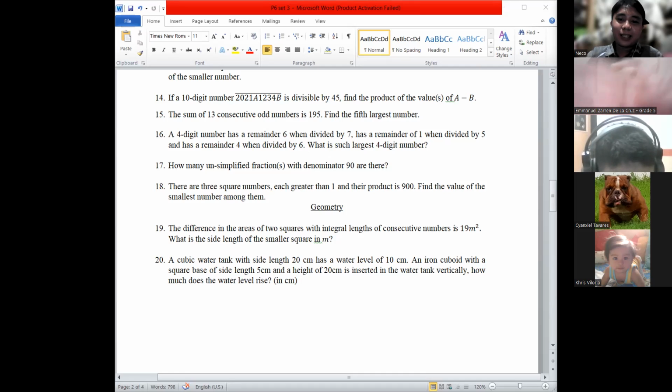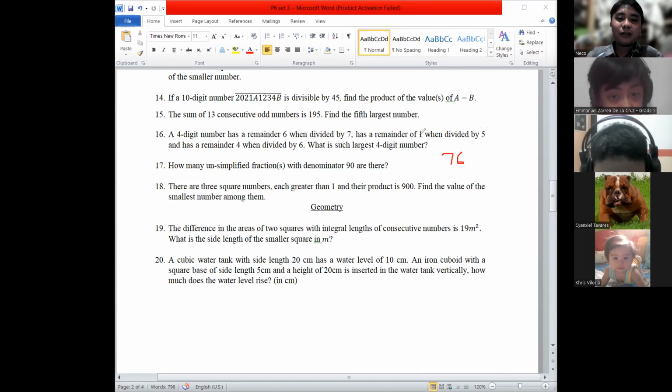It's actually 76, okay? If you divide 76 by 7, you'll get a remainder of 6. Divide it by 5, you'll get a remainder of 1. And if you divide it by 6, you'll get 4. So 76 is actually the smallest. 210K? Yeah, because the LCM is 210. I thought you were talking about K like 1,000. So 210 times, we're talking about the largest.